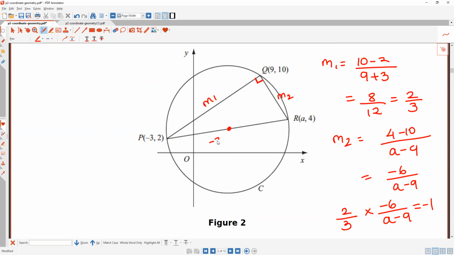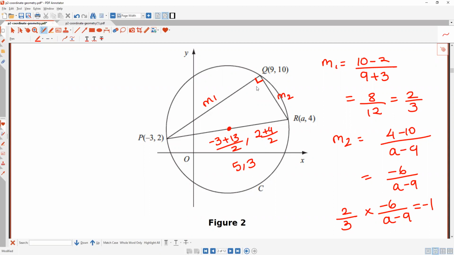So we're going to do -3 plus 13 divided by 2, comma 2 plus 4 divided by 2. So that is 10 divided by 2 is 5, 5 comma 3. 5 comma 3. Okay, does everyone understand this? Yes. So you got this center.